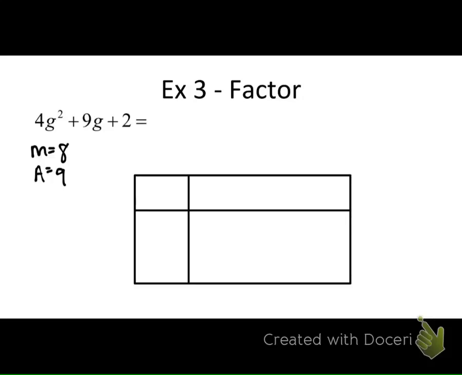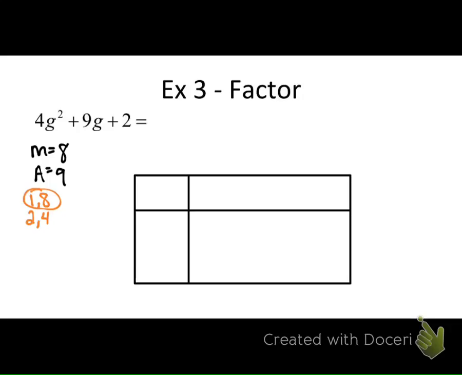Let's do our factor pairs. So I have 1 and 8. Am I done there? 2 and 4. 2 and 4. And I think that's it. Which one of these two is going to add together to get 9? 1 and 8. Good, very good. 1 and 8.